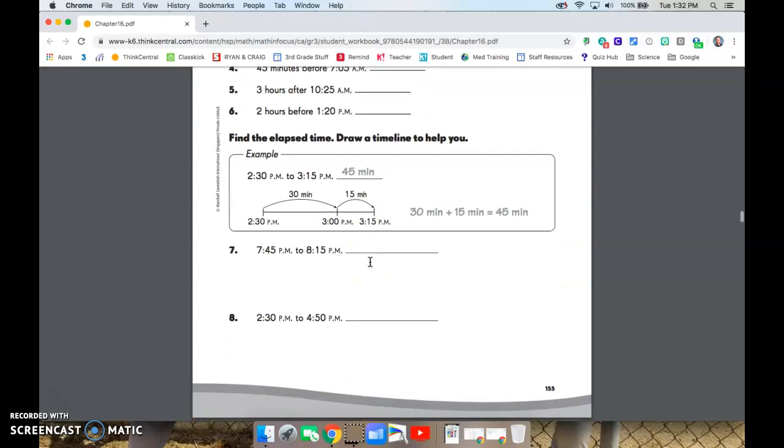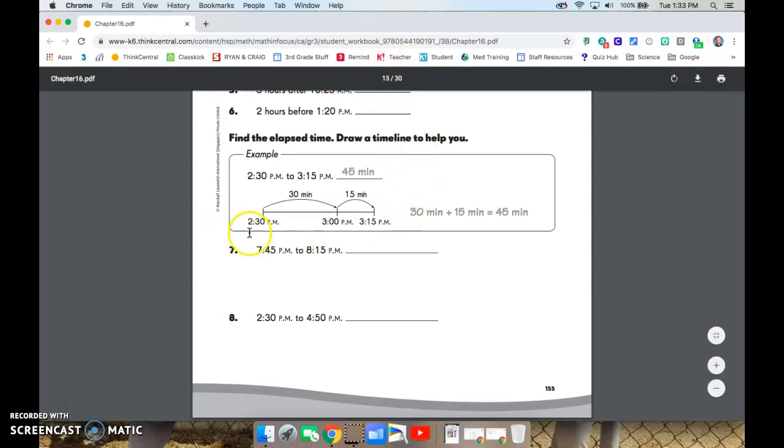All right, let's look at the elapsed time dry timeline to help you. I'm going to probably have a little piece of paper here I'm going to work on, and you are not going to be able to see it, so I'm just going to have to talk it out here with you, okay? So find the elapsed time dry timeline to help you. So it goes from 2:30 to 3:15. So 2:30, we go to the next hour, that's 30, and then the other 15 to go from 3 to 3:15. So 30 and 15 is 45 minutes.